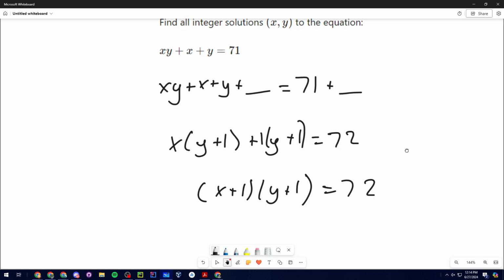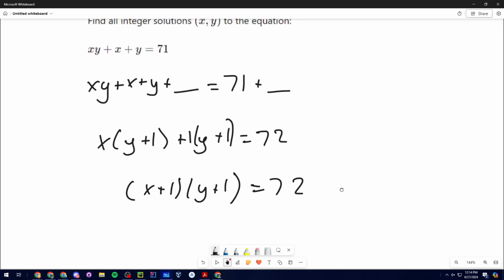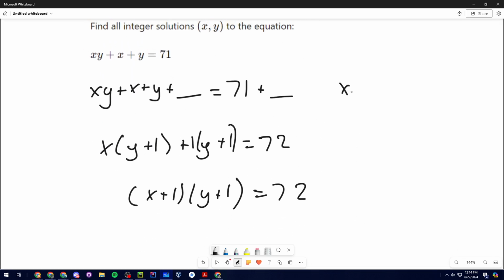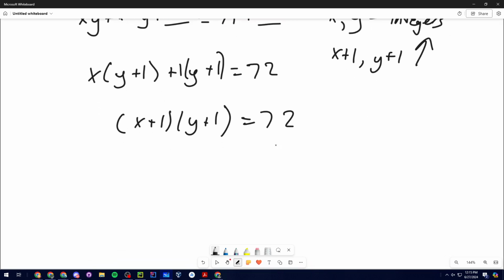Why is this important? Because it's so easy to find integer solutions for this. Because if x and y are integers, then x plus 1 and y plus 1 are also integers. So now I'm looking for integer factors of this. 72 just breaks down into 2 cubed times 3 squared, 8 times 9.